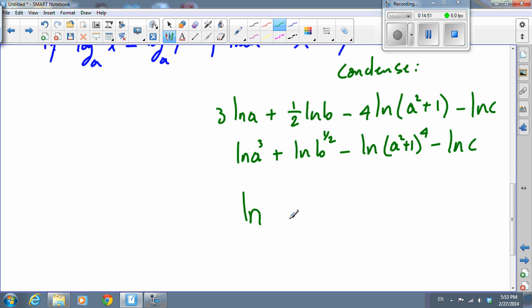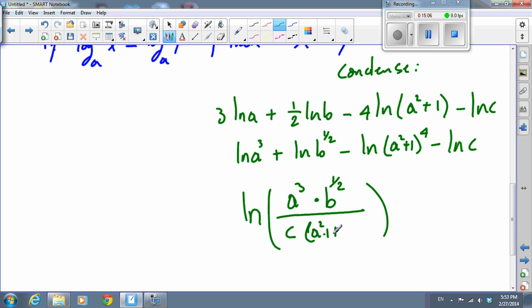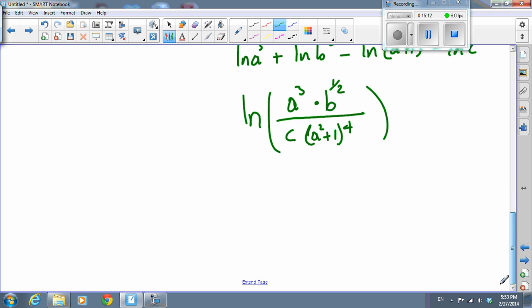So this is a big natural log of the positive ones that will go on top as a product. And the negative ones go on the bottom also as a product. And that will be your final answer. All right, I'll keep going.